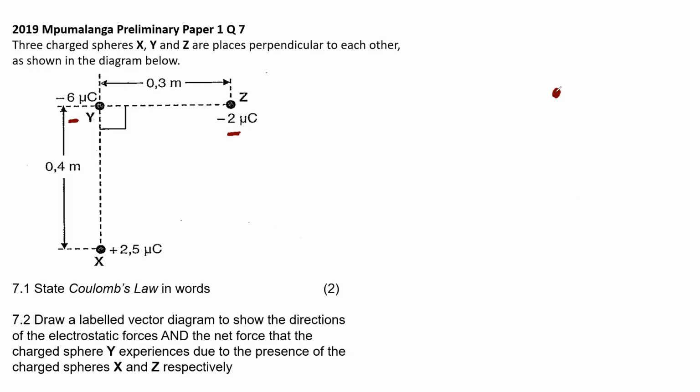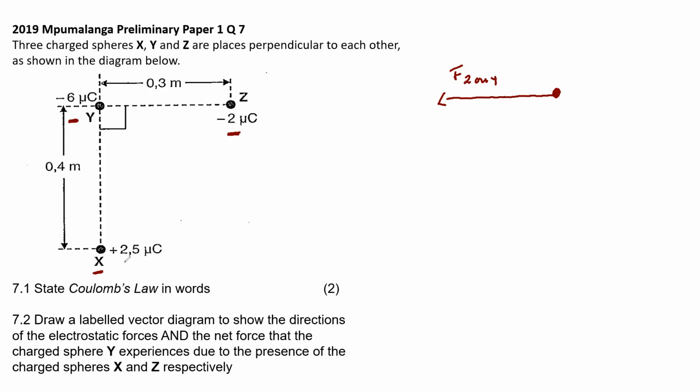And in that direction, we're saying that the force that Z exerts on Y is to the left, away from Z. So the force that Z exerts on Y is to the left, or if you like, you can call it to the west. Let's see what X, which is positively charged, is doing to Y. Between a positively charged sphere and a negatively charged sphere, the type of force that exists is an attractive force. So in such a scenario, we're looking at an attractive force.